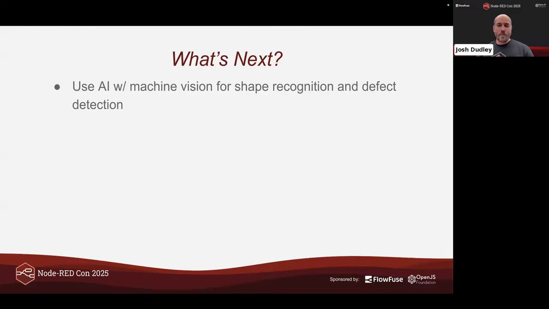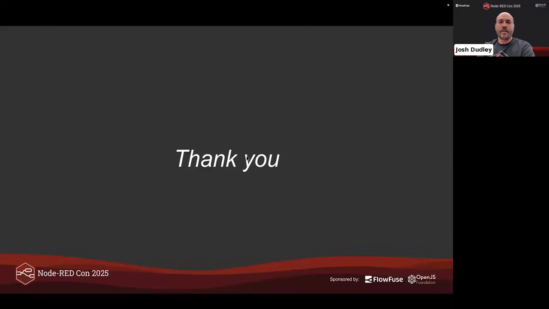Kind of our next thing that we want to do, and kind of excited about some of the other things that were shown today with the MCP nodes and learning more about AI and language models, but want to try and use the AI to integrate with the machine vision for shape recognition of the individual tools, as well as defect detection in process to help us in the manufacturing process. So I think that's the end of it.